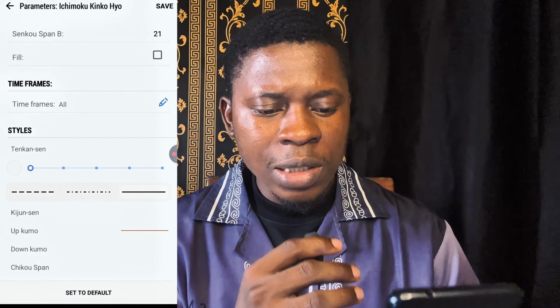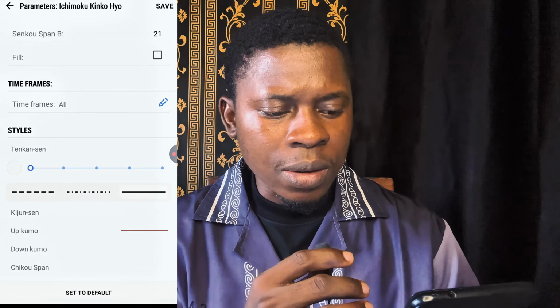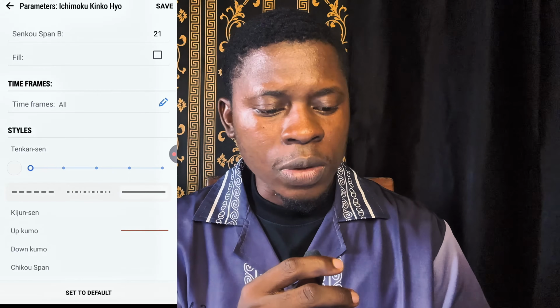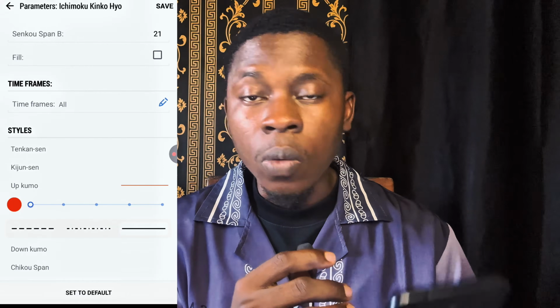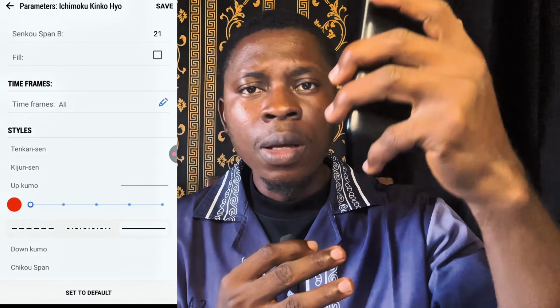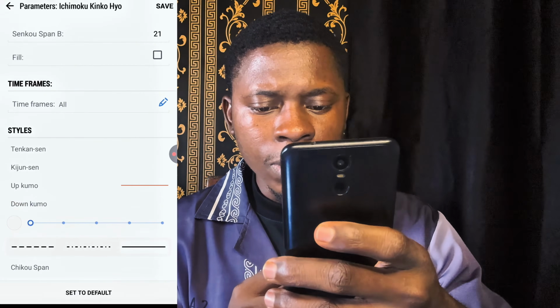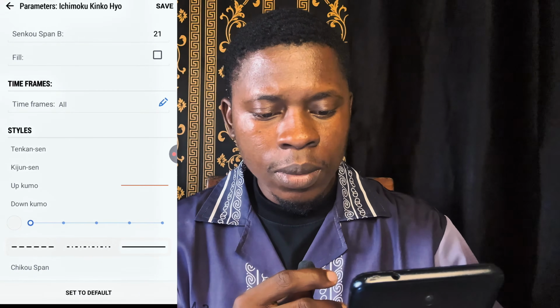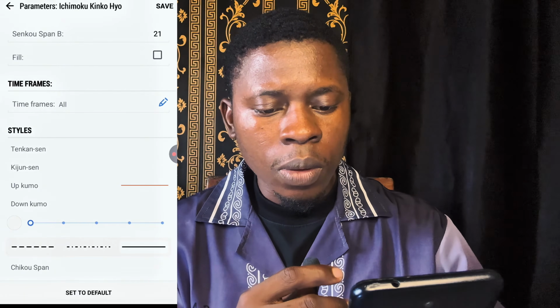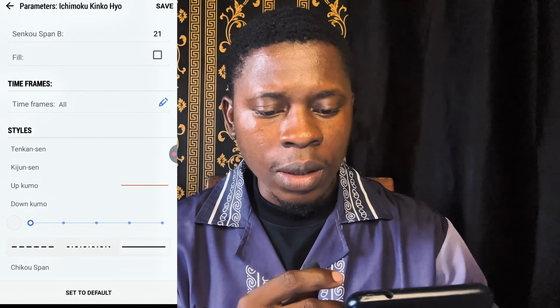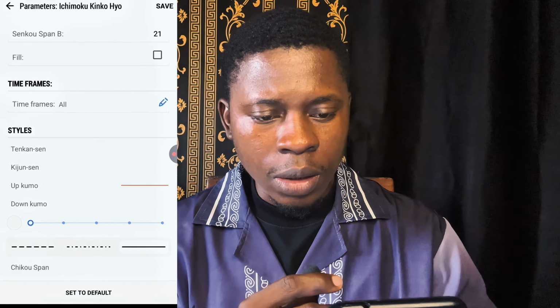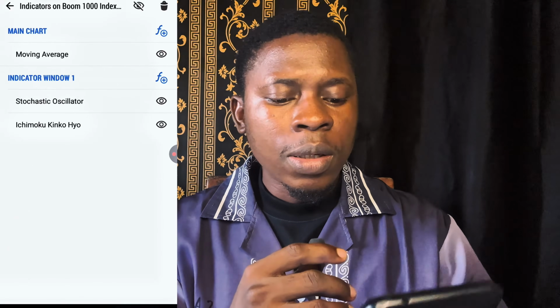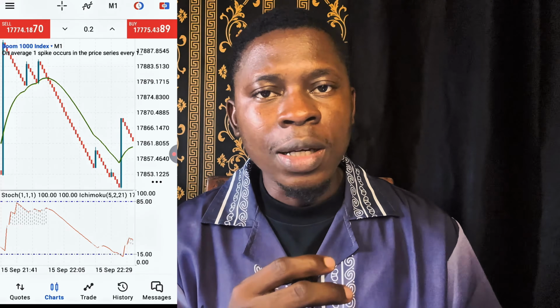Then for the Kijun-sen, you set the color to white. In the up Kumo, you set that to red color on 1 pixel. So all of them is going to be 1 pixel. The down Kumo, color white. Chikou Span, color white as well with this trend line. First trend line, this one right here, then you click on save. Okay, now this strategy is not really that difficult to understand.